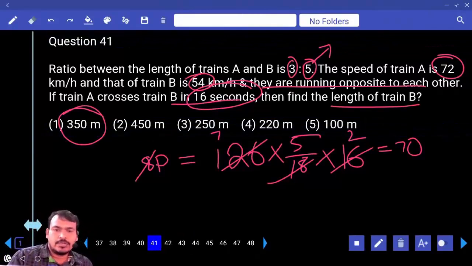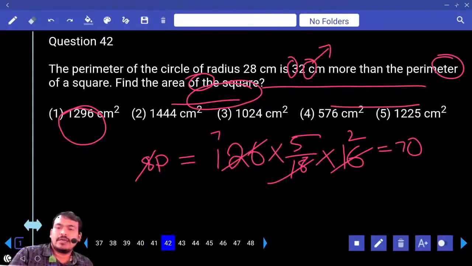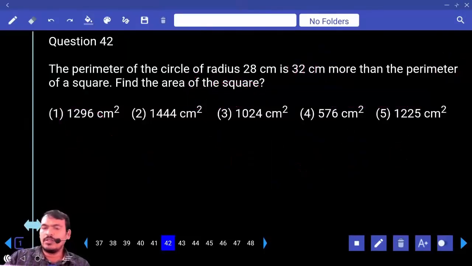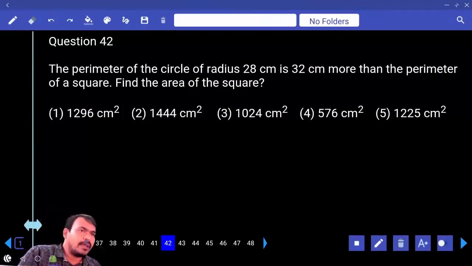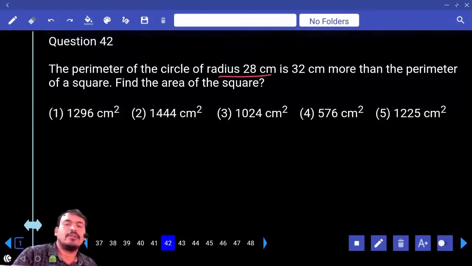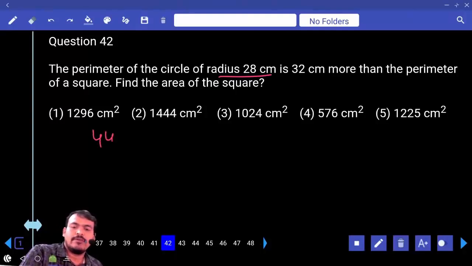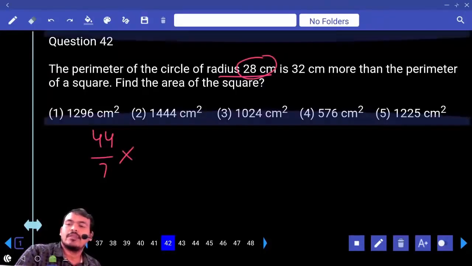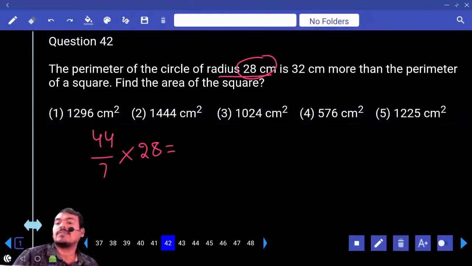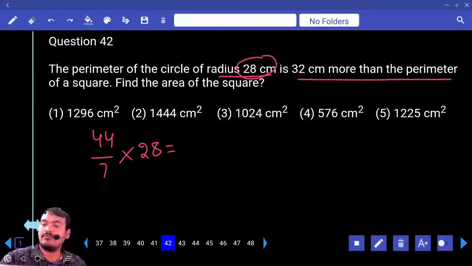Next, question number 42. The perimeter of the circle of radius 28 centimeters is 32 centimeters more than the perimeter of a square. What is the question here? Find the area of the square. What is the perimeter of a circle? Perimeter of a circle is 2 pi r. 2 pi r, the radius is given as how much? 28. 2 pi r, we write it as 44 by 7 into r. Then 44 by 7 into r. What is the radius given? 28. It is equal to 32 centimeters more than which one?